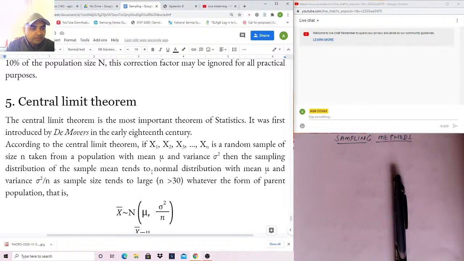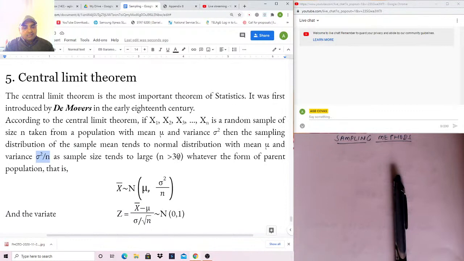Now, one very important topic, and here we will stop after doing this, is the central limit theorem, right? The central limit theorem is the most important theorem in statistics, and it was discovered by De Moivre again, right? In the early 19th century. So according to the central limit theorem, if x1, x2, x3 up to xn is a random sample of size n taken from a population with mean mu and variance sigma square, then the sampling distribution of the sample mean tends to be a normal distribution with mean mu and variance sigma square upon n. What is this sigma square upon n? This is nothing but the square of the standard error, because in case of samples the variation is given by the standard error, right?